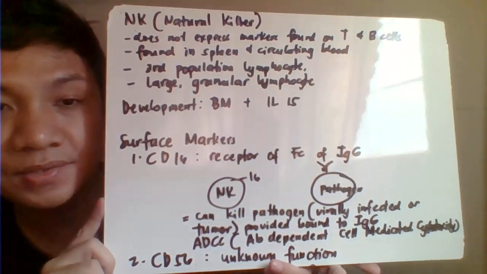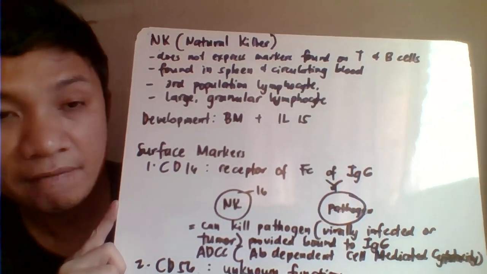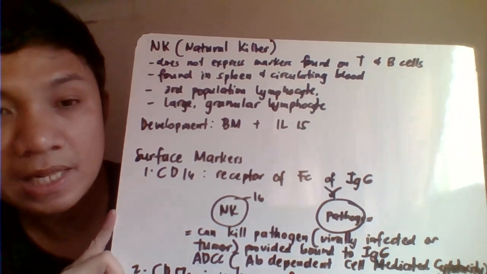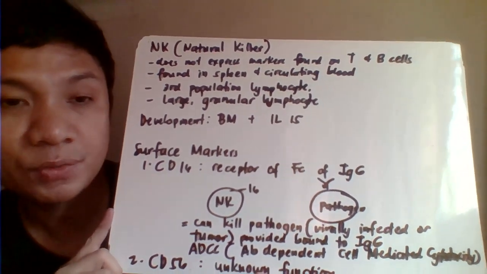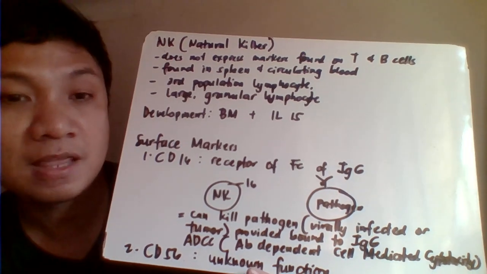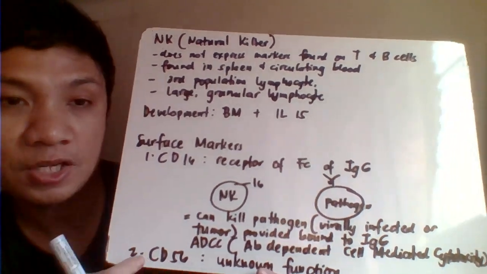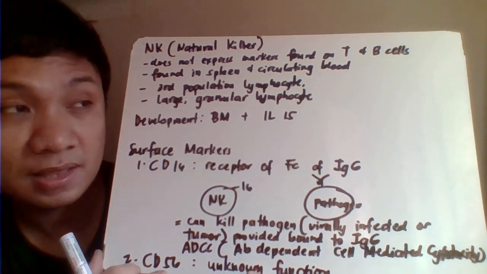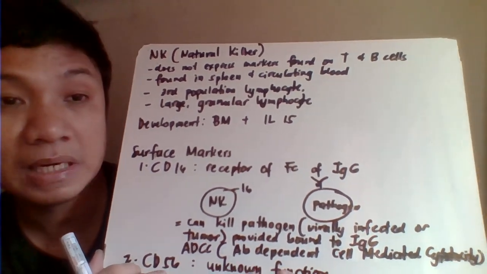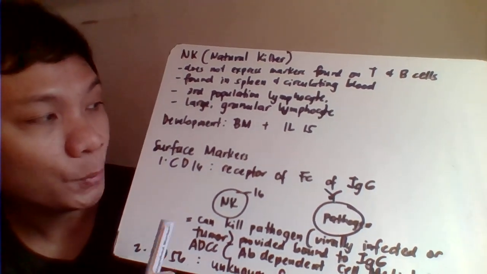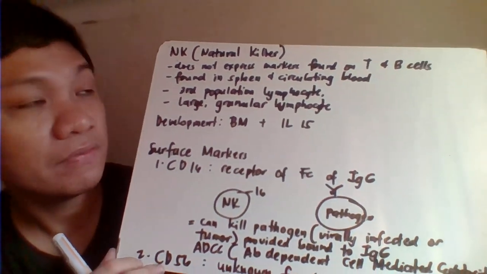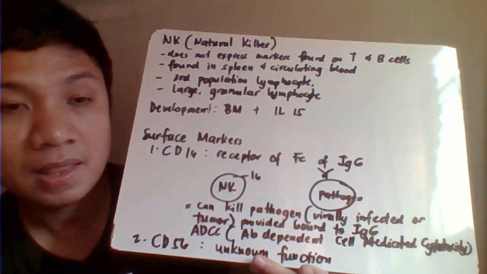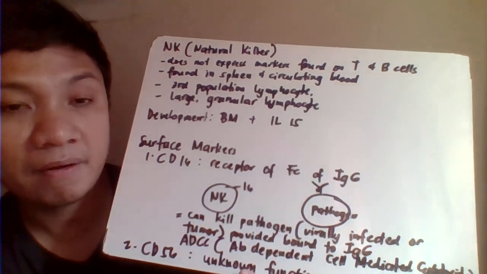Okay, now we go to the next. We have here the third population of lymphocyte, your NK or natural killer. Natural killer cells possess receptors which are not found in your T and B lymphocytes. This is your third population lymphocyte. These are your large granular lymphocytes. Usually, our lymphocytes are agranular, but this one is granular. The development of your NK occurs in our primary lymphoid organ, the bone marrow, and that one is under the influence of your interleukin 15.